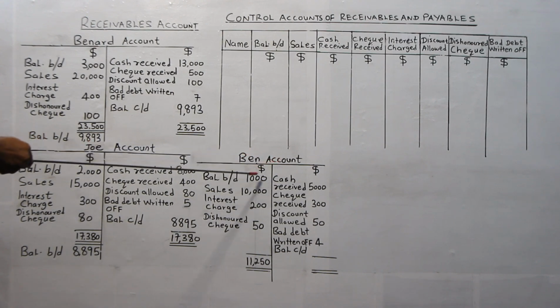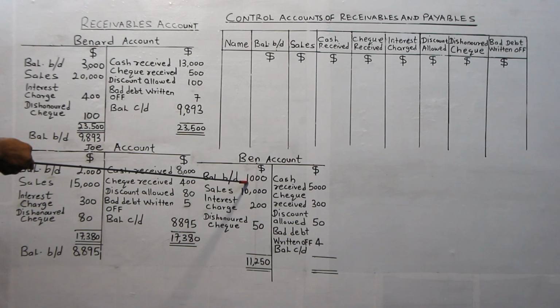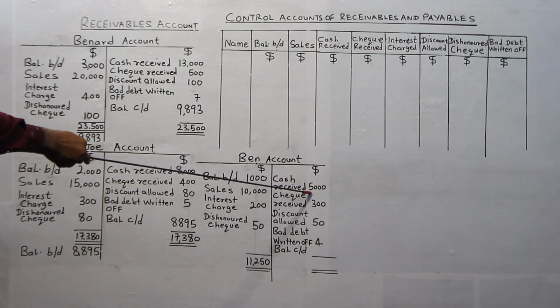Considering Ben's account, we have opening balance that Ben is owing as 1,000. Of course, other items that increase the amount Ben is owing is sales made to Ben. Of course, credit sales of 10,000, bringing what Ben is owing to 10,000 plus 1,000, which is 11,000. There was cash received from Ben, 5,000.